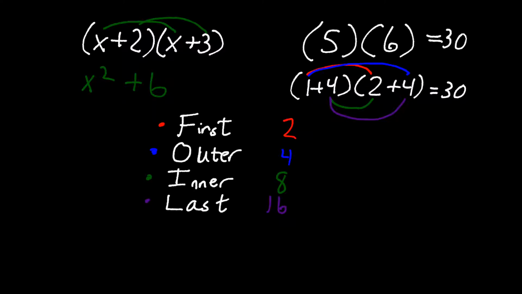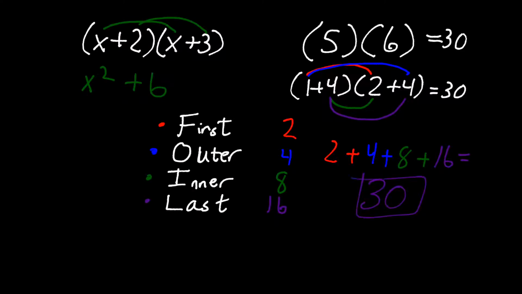And now when I add these up, look what we get. We get 2 plus 4 plus 8 plus 16. And all of that together gets me 30, which is what we wanted. So I've shown a method for multiplying with these binomials that gets us the answer we know we should get. So we can apply that to this up here. Well, let's do that.